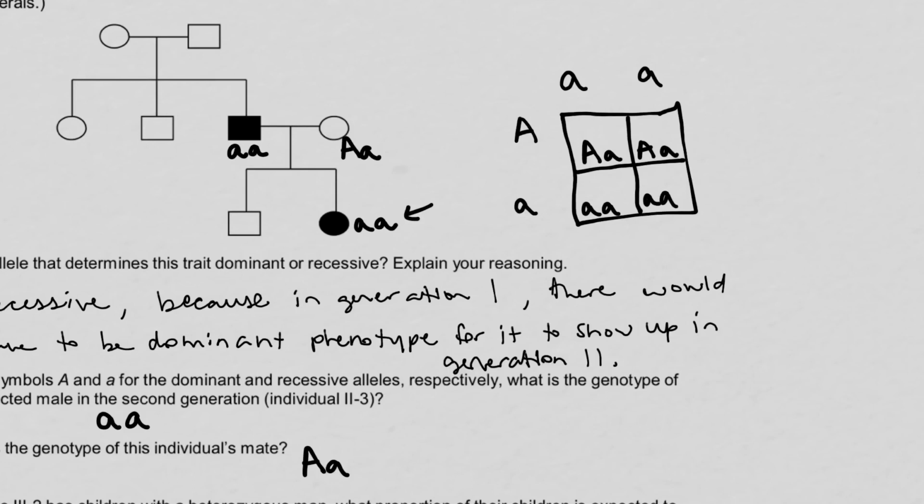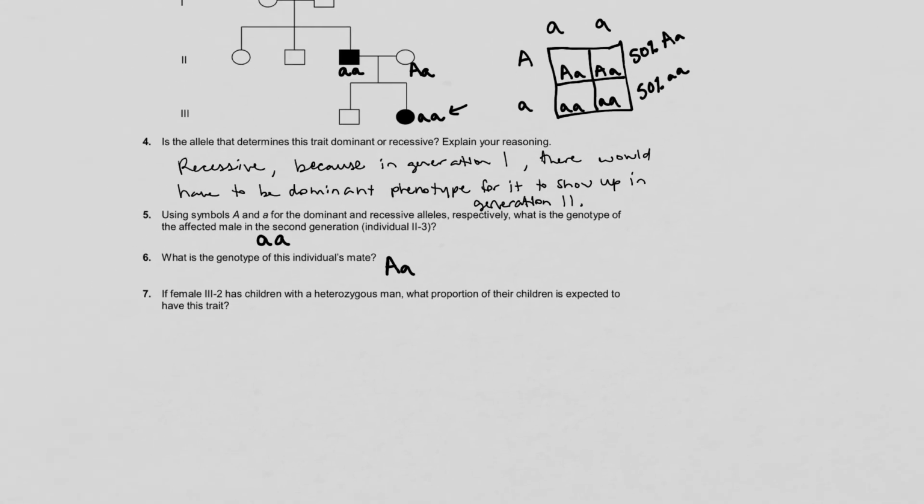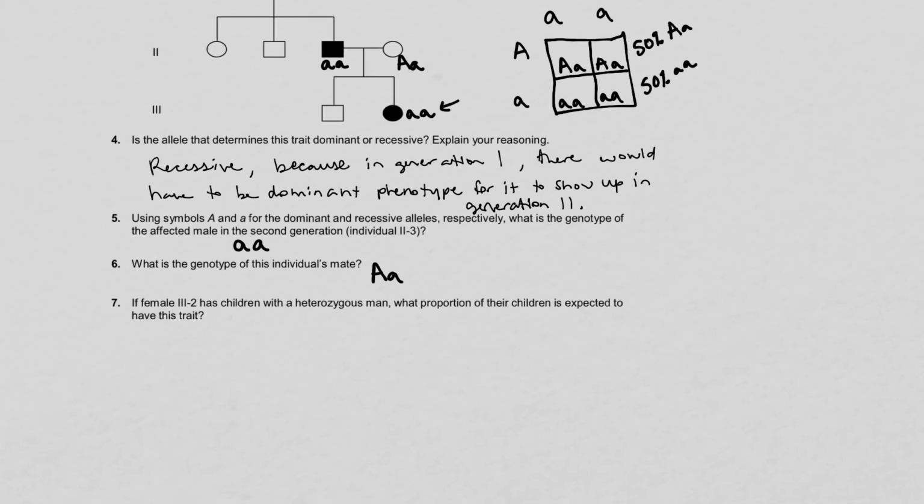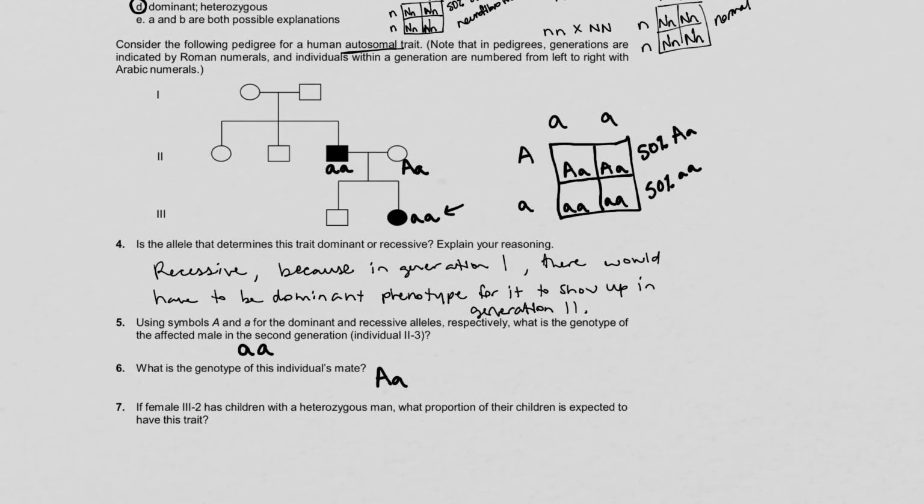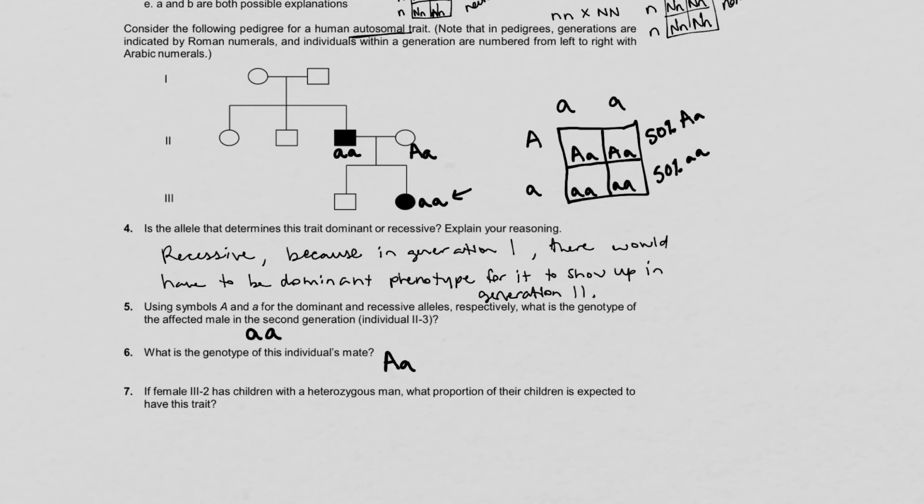All right, and so you're going to have 50% with this genotype and 50% with the homozygous recessive genotype. Does it tell us what the trait is? No, but the percentage that would be expected to have the trait, which we know is recessive because these are the shaded individuals, would be 50%.